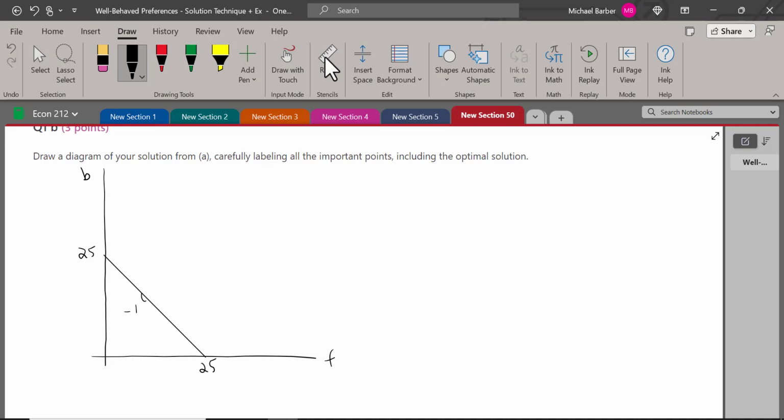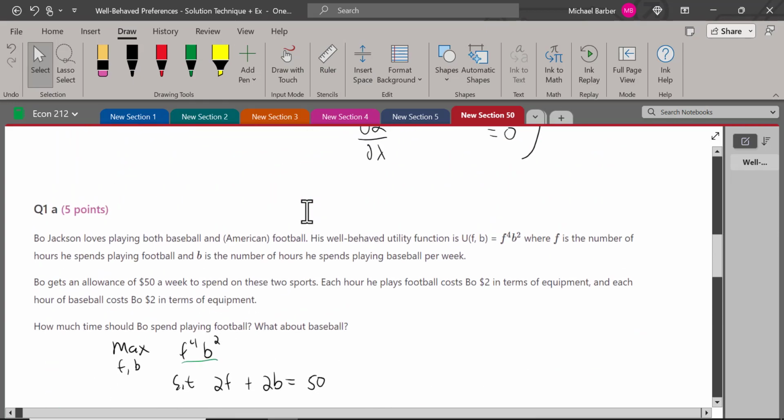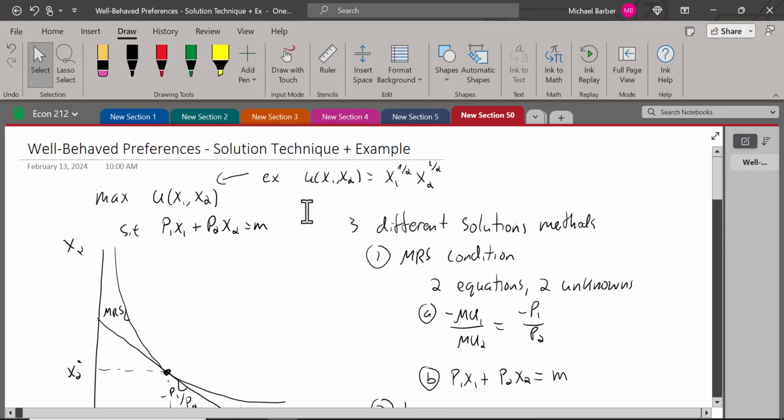And then what we did is basically solve. We have this nice smooth indifference curve, and I know my drawings are never the best, but here's our tangency condition. This is F star here, and we solved for it being 50/3. And here is B star, and we solved that as being 50/6. This is essentially the problem that we just solved. Okay, so hopefully that's helpful to see the solution techniques for these well-behaved preferences.